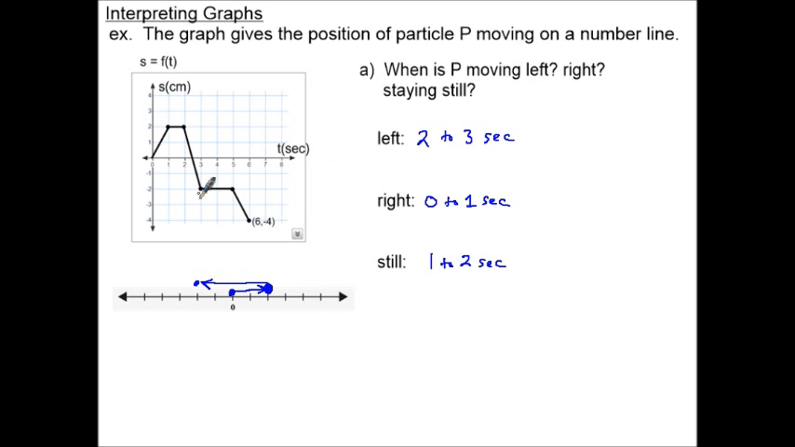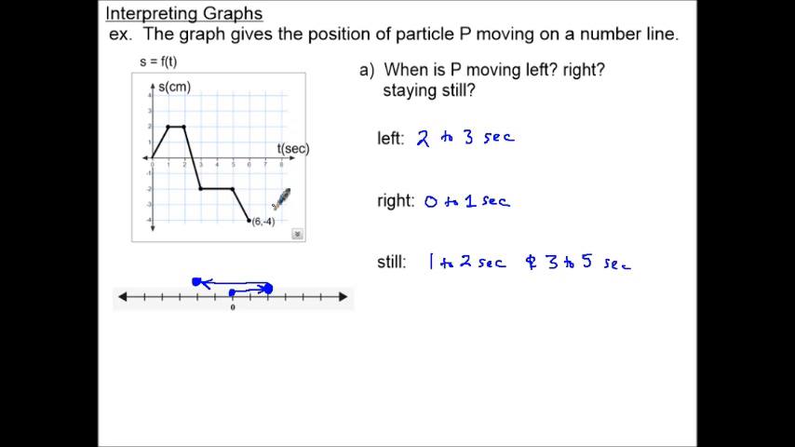Right? Once I made it to negative 2, I kind of chilled there for a little bit. Notice my position stayed at negative 2. So again, I'm just kind of hanging out. And this is from 3 to 5 seconds, standing still again.